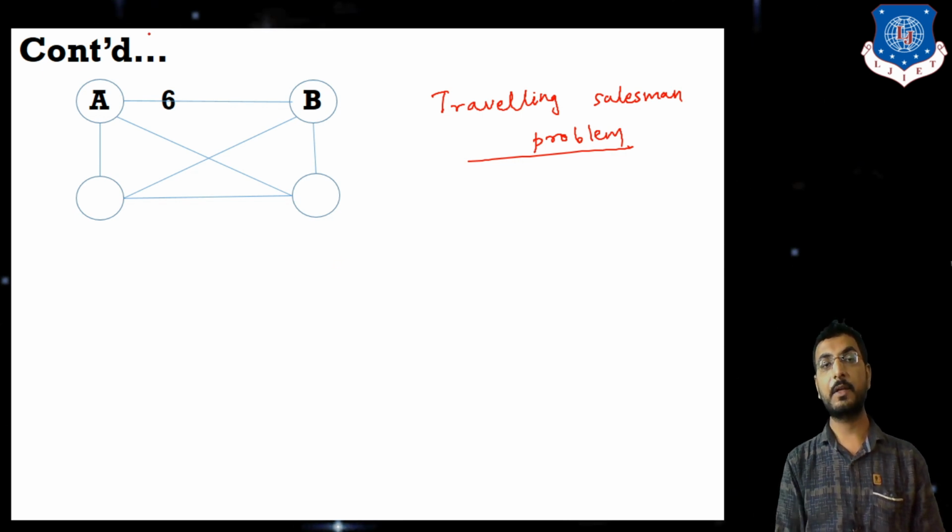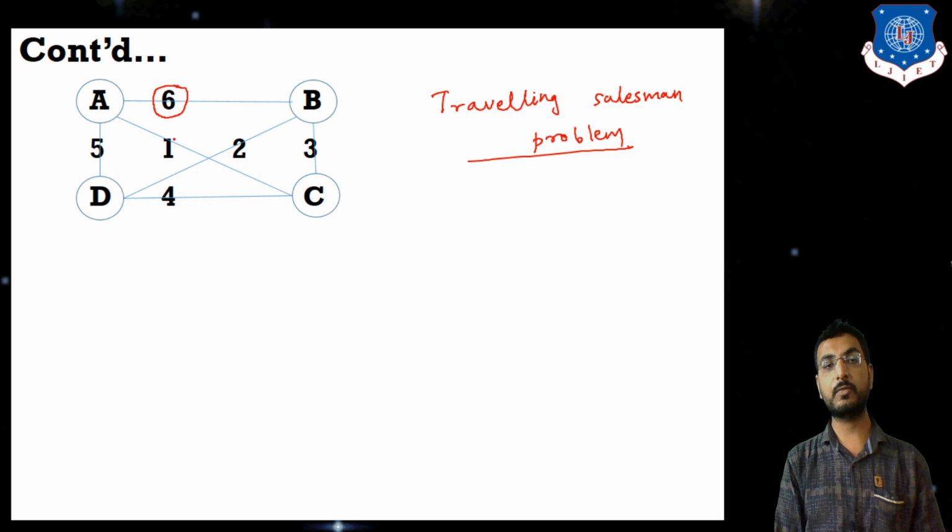So we have that from A to B our distance is 6, from A to C our distance is 1, from B to D our distance is 2, B to C is 3, C to D is 4, and A to D is 5. Okay, so this is the graph which we are given. Now from this graph we want to find the perfect solution from one particular node. So how will we be able to find the exact distance from node A, let's say.